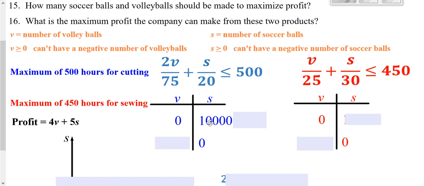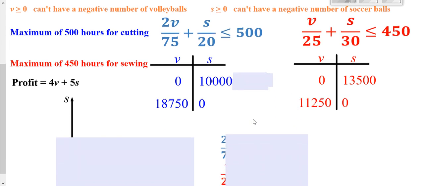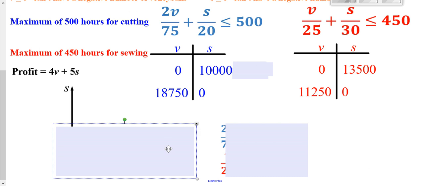Now we want to do it the other way. Plug in 0 for our s, knocks this fraction out, and we got to then get v by itself. So multiply by 75, divide by 2, and we get 18,750. For the red, we'll do the same thing. Plug in 0 for v, knocks this fraction out, so we get s by itself. You multiply by 30, and we get 13,500. Then we'll do it the other way. Take 0, plug it in for s, knocks this fraction out. Then we go ahead and we can solve it for v by multiplying both sides by 25, and we get 11,250. So all we have to do at this point is to plot those points.